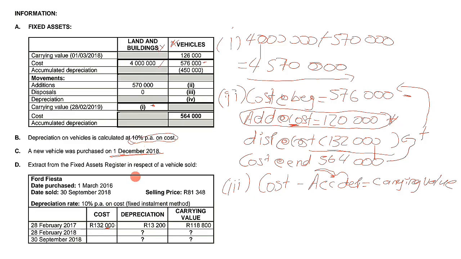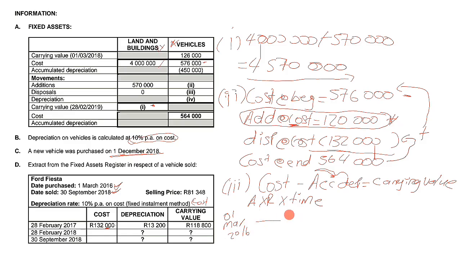When you check our asset register, you have a Ford Fiesta, date purchased 1 March 2016, and the date sold was 30 September 2018. The depreciation rate is 10% on cost, which is the fixed installment method. Fixed installment, basically guys, we are talking about your cost price method. The formula for the cost price method is amount times rate times time. Now you are given that this asset was purchased on 1 March 2016.